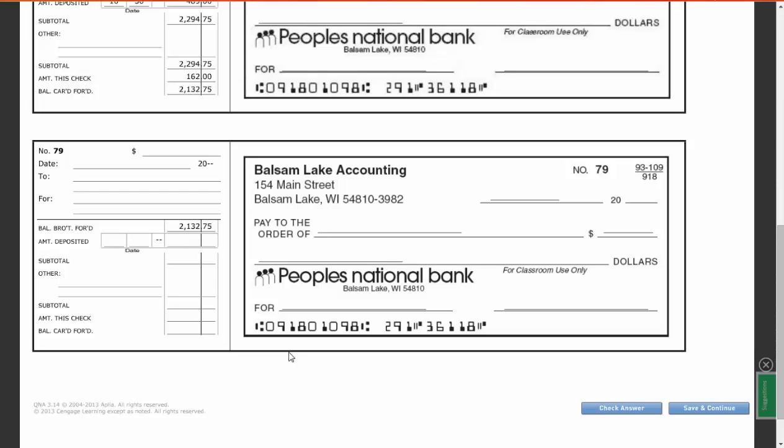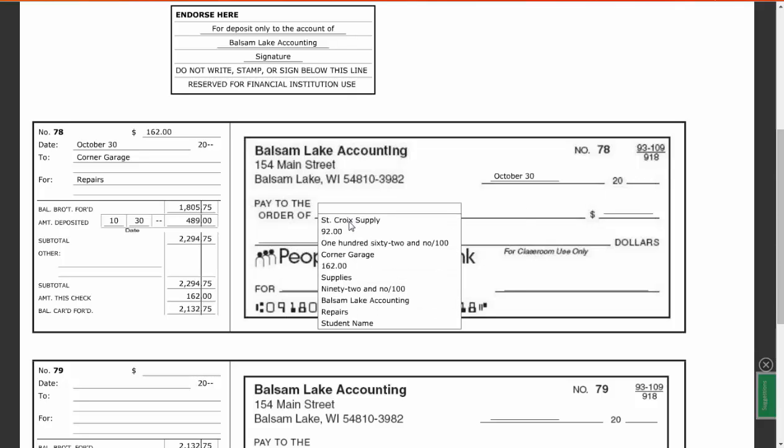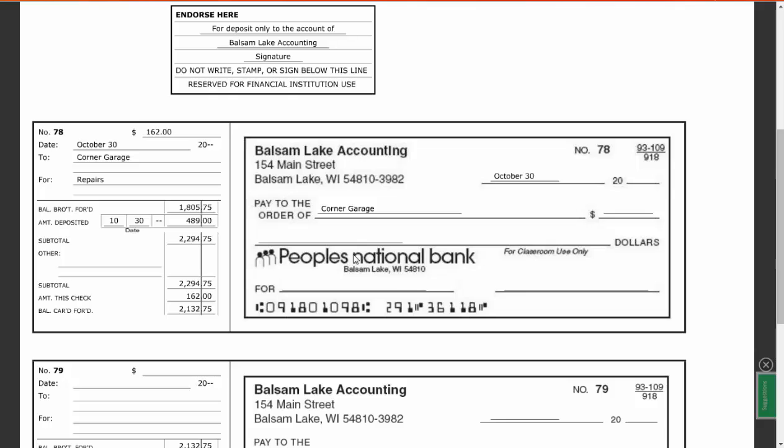Before I write out the check, I'm just filling in my check stubs. Now, I'm going to go over here and fill out the check. And when I fill out the check, I start in the upper right and do the date first, and it's going to be October 30th. Typically, you would also fill in the year over here on the right. It's going to be made payable to Corner Garage. So we'll type in words, Corner Garage. And then the amount is going to be $162.